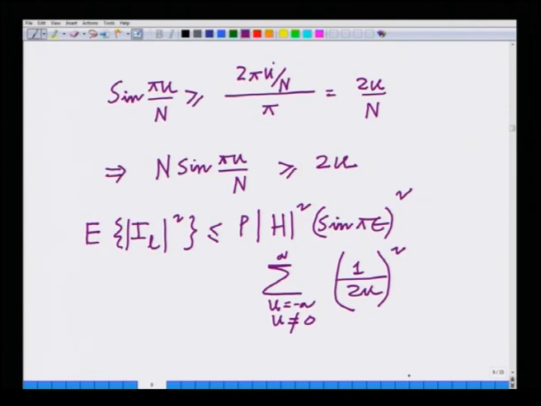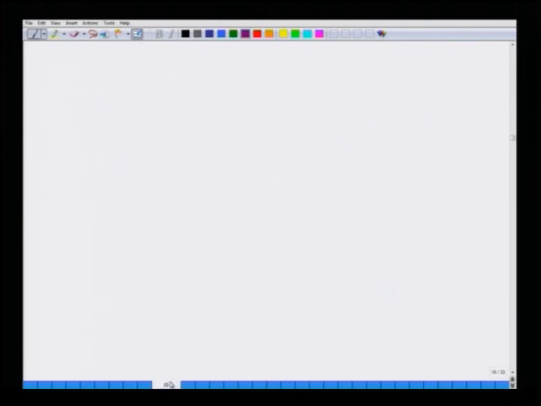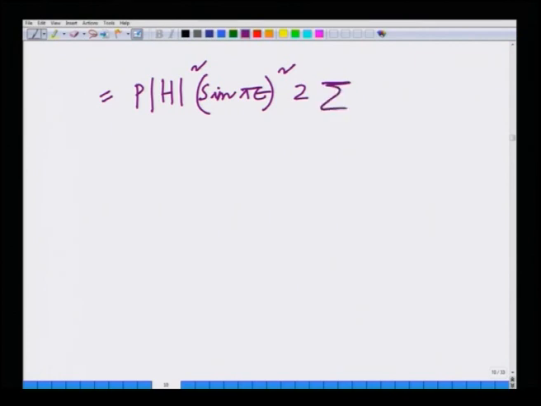So, that is the net approximation that we have over here, and this can be further simplified as follows. This is equal to, I will do a series of manipulations, P magnitude h square sin pi epsilon square times 2, I will write the integral from u equals minus infinity to infinity as 2 times the integral u equals 1 to infinity 1 over 2 u square.